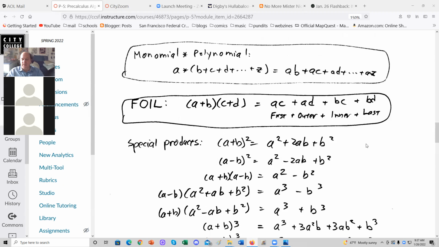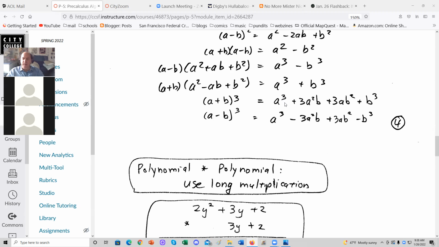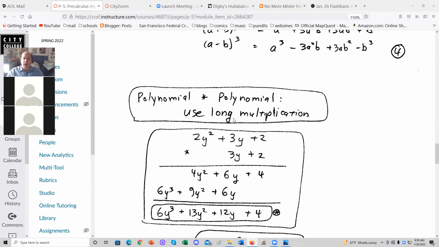These are special cases of polynomials. And all these you can derive from general long multiplication of polynomial times polynomial, which is basically the same as long multiplication that you learn in elementary school, only there's no need for carry. So for example, 2y squared plus 3y plus 2 times 3y plus 2.